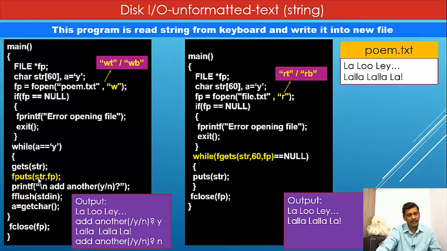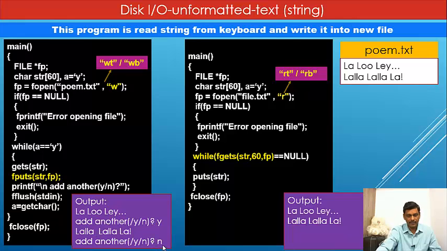Then it writes the new string into fp. The first string already stored in that file is la lu le. Now la la la la is also stored into the poem.txt. Then again it displays the message, that is, add another y/n.